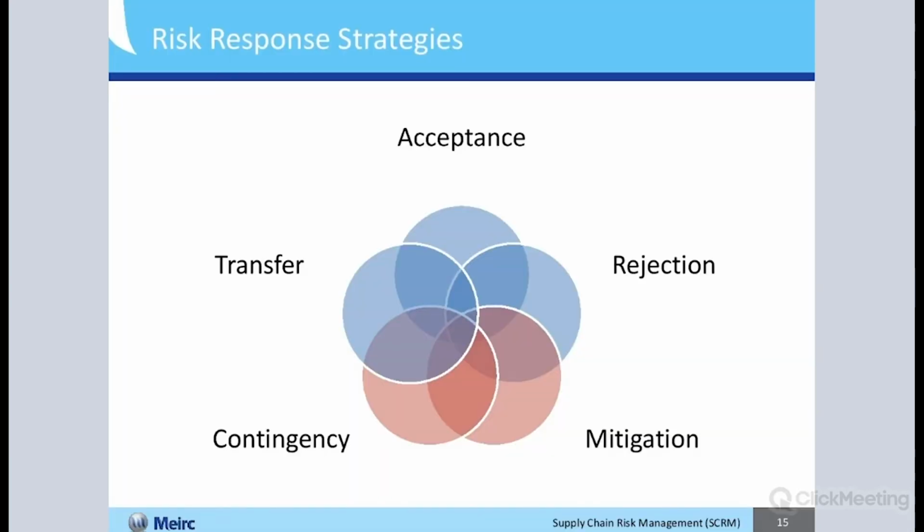Broadly speaking, there are 5 things we can do when we identify a risk. The first thing is to actually accept the risk. And you say, you know what? Everyone has to take a risk. And this is within the scope that I've set myself. I'm going to take the risk.